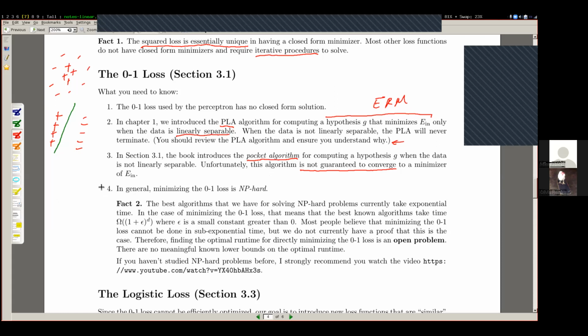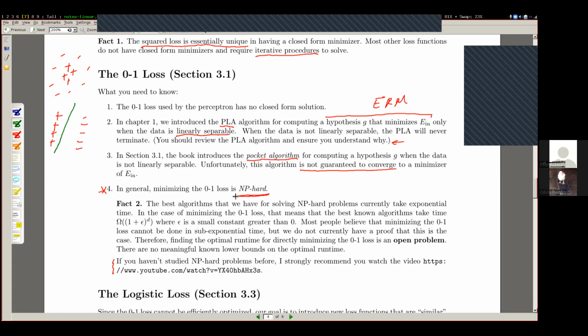And in general, this fact right here: minimizing the 0-1 loss is what we call NP-hard. If you haven't heard of things that are NP-hard before, I have a quick summary of it right here in this fact too, but I definitely recommend that you watch this short 10-minute video right here. This is going to be a key source of true-false and open questions on the midterm, and especially a source of questions where the answer is open instead of true or false.